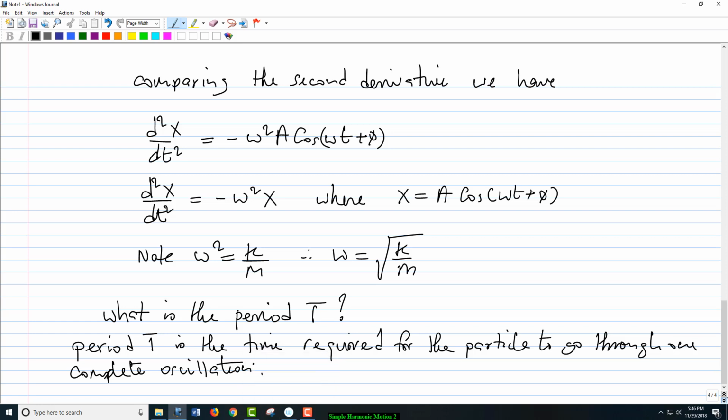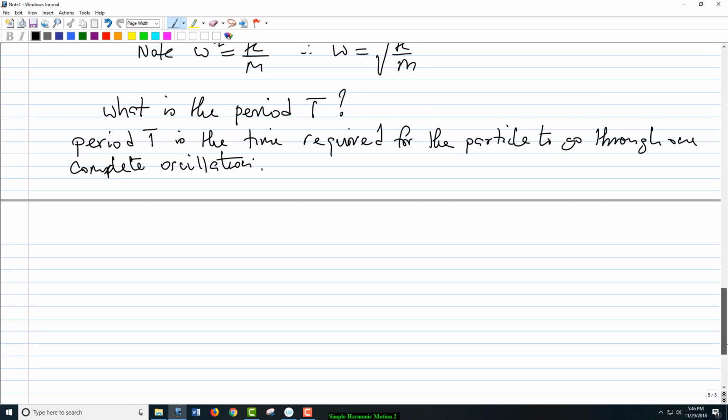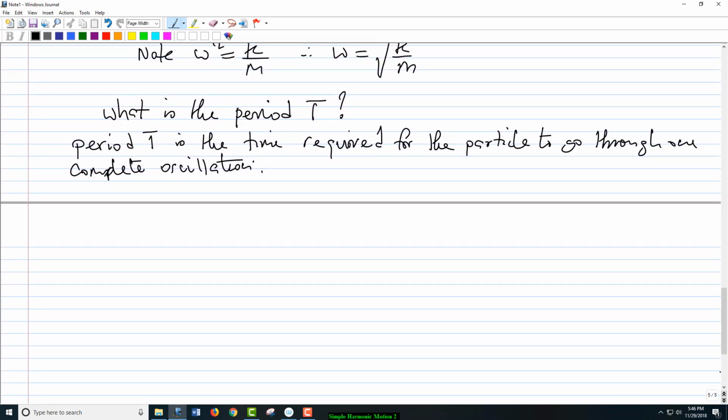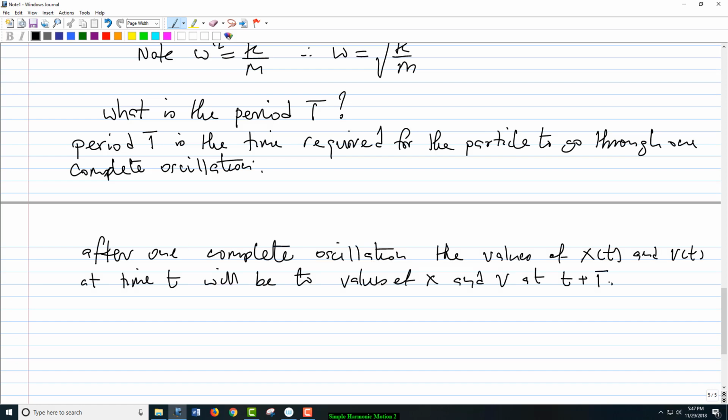After the particle goes through one complete oscillation, its position x of t and velocity v of t will be the same at a particular time t as if it had gone through a time t plus the one period. So we can say that after one complete oscillation, now because the phase increases by 2 pi radians in a time interval of T, we can write that omega of t plus big T, the capitalized T, plus the phase, minus omega t plus phi, should be equal to 2 pi.